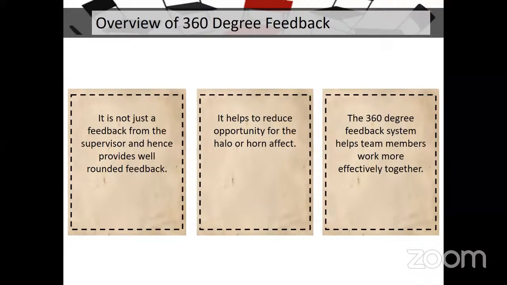Then the 360-degree feedback system helps team members to work more effectively together. Since we are all rating each other, like I said, the circle, all the points, we're looking at the peers, the clients, everybody. So me as Irene, since I know I'll undergo a 360 feedback, it brings in strong teamwork.